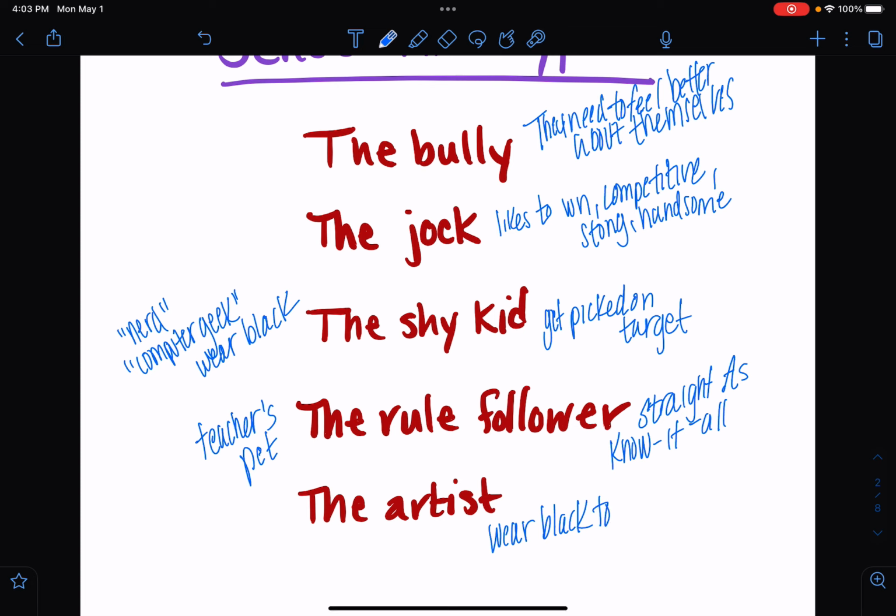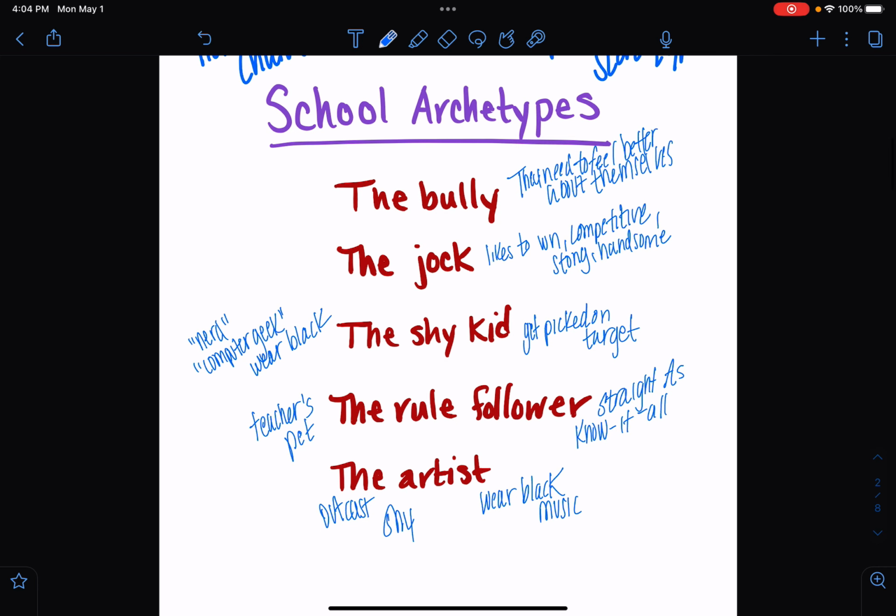Oops, I don't have the right one. I'm thinking maybe music. Music has something to do with this person somewhat. Maybe somewhat of an outcast. Also might be shy. I don't know. A lot of things that I think of when I see these different archetypes. Maybe you guys have some other ideas that you want to throw down there too.